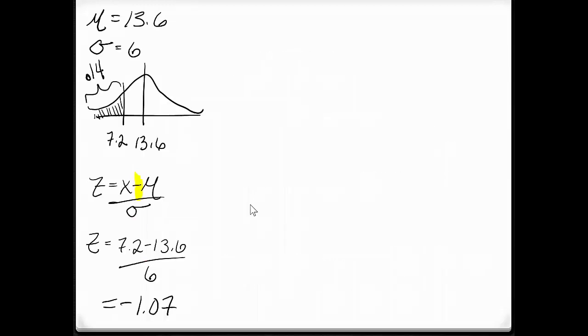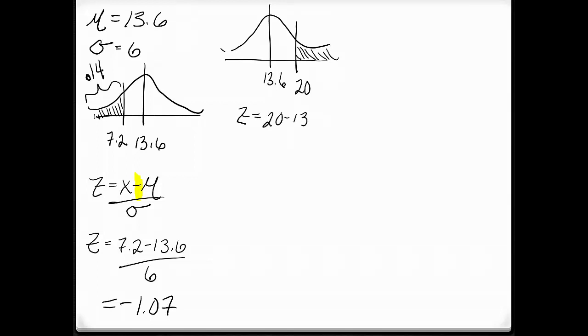Greater than 20 miles per hour. So we want greater than 20. We have 13.6 right here. 20 is over here, and we want this area. To find that area, first we have to find the z-score for the 20. And that gives me 1.07 again on the other side.